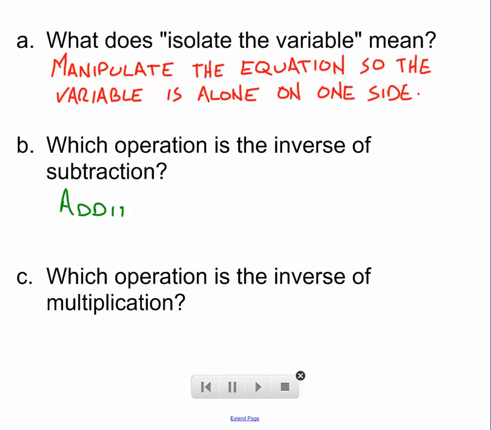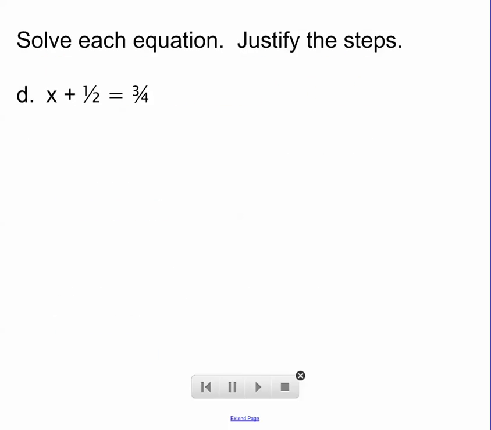Which operation is the inverse of subtraction? You can see my answer there. It is addition, and vice versa, the inverse of addition is subtraction. And which operation is the inverse of multiplication? You might know this already. It is division. And again, this works the opposite way as well: division is the inverse of multiplication, and multiplication is the inverse of division. So we're going to use that idea of inverse operations and isolating the variable to solve these equations.